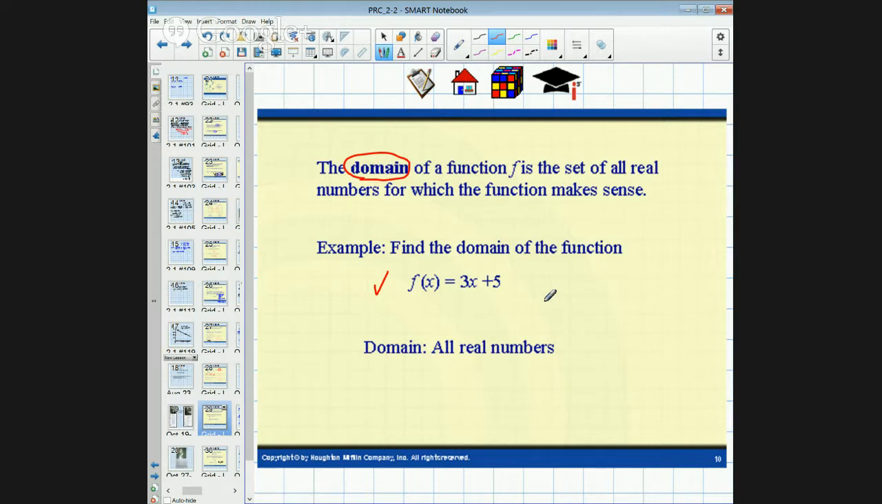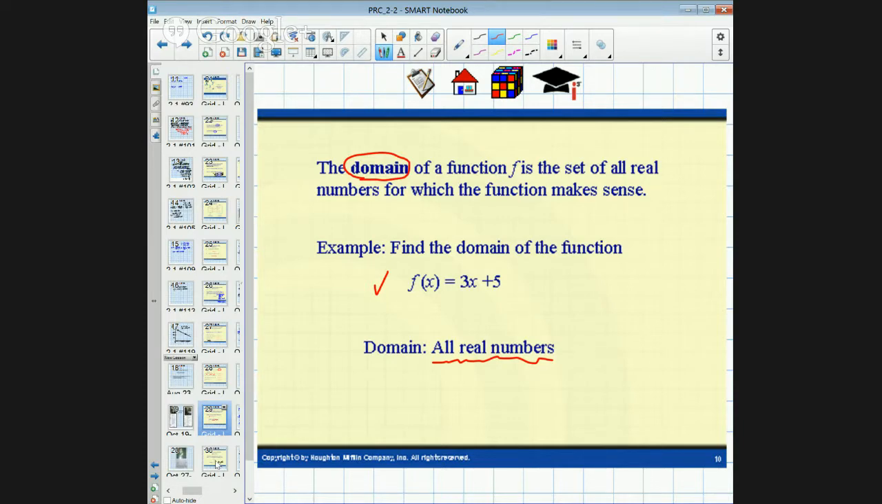I mean, even like, could you plug in the square root of 2? Or 1/9? Yeah, it doesn't matter. You could, no matter what it is, you can multiply by something and then add, right? So this one, the domain is simple. It's all real numbers, there's no restriction here.